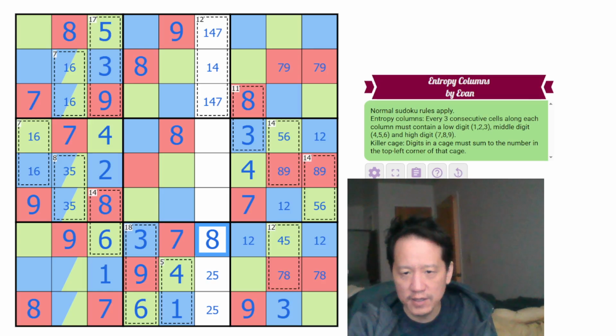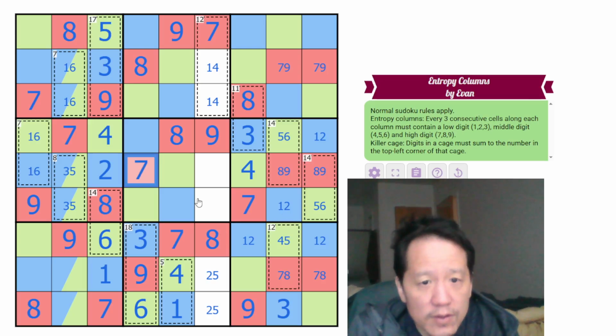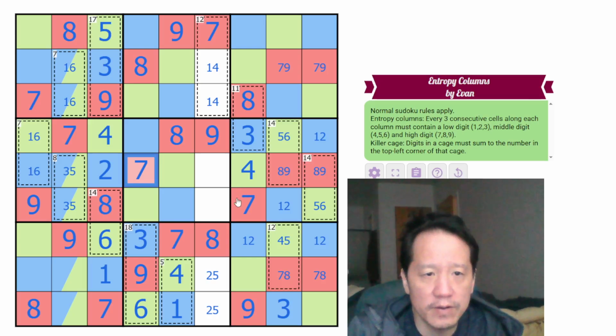So this is an 8, which forces this to be a high. That makes this a high and makes that a high. Therefore, this has to be the 7. This can no longer be 7. This has to be 9 because that's the only digit left, and therefore that's a high, and this must be a 7. Okay.